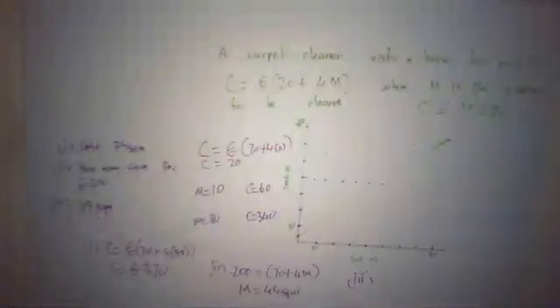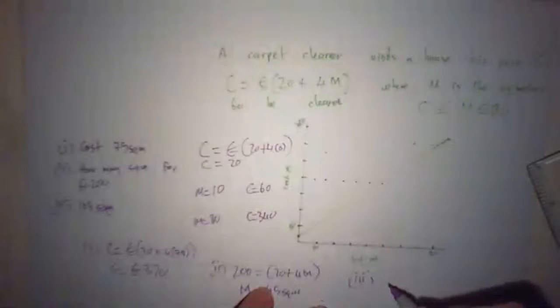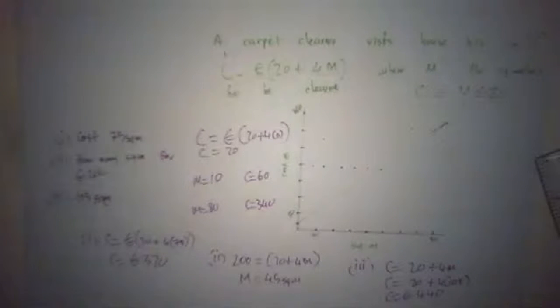And the third part, 105 square meters. See, it only goes to 80. So now we're stuck, aren't we? The only way we can do it really is if we extrapolate it up, or we just say, well, listen, we know that the cost is equal to 20 plus 4m. Cost is equal to 20 plus 4 times 105. So that is 105 times 4 plus 20, 440. Cost is €440. That's if you want to go the full way. So there's a nice little example done.